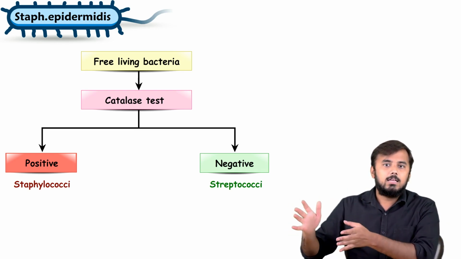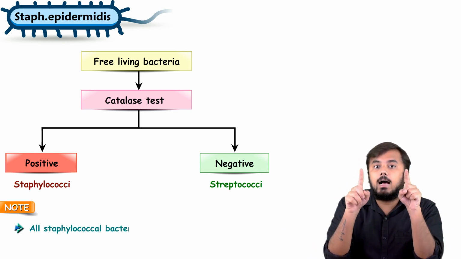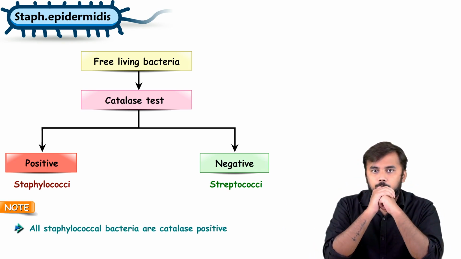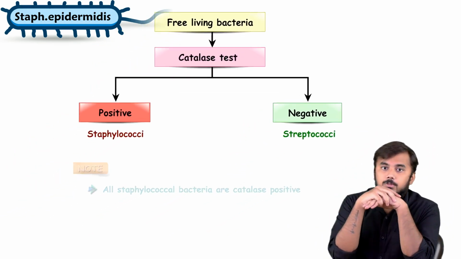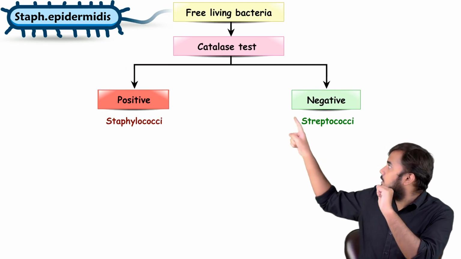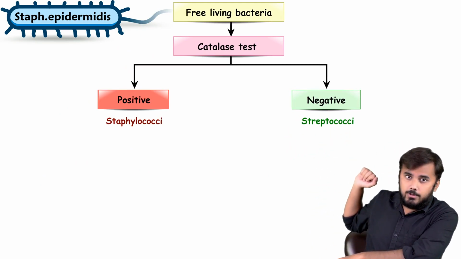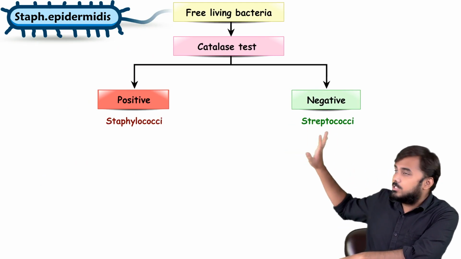I'll be directly writing it down because you know that all Staphylococci bacteria are catalase positive. Right, let us continue now. We have divided catalase positive, catalase negative. One was staphylococci there, and here it was streptococci. Now we take the positive ones.